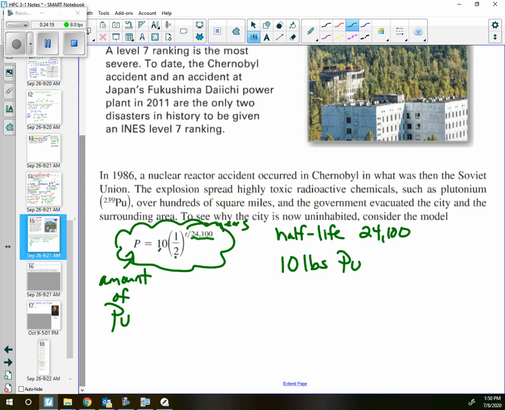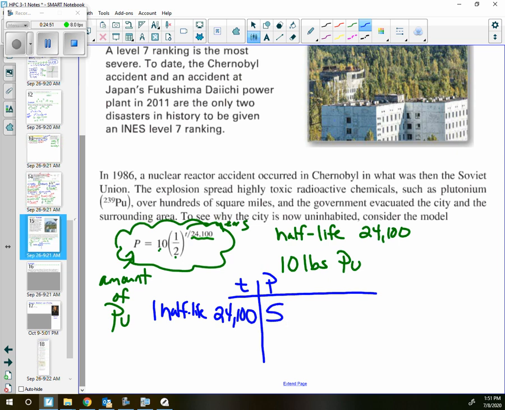Now, it's going to take a while for this to happen, so we're going to make a little table here, with time and the amount of plutonium. If you do one half-life, that means 24,100 years. That would be one half-life. How much would you have left? Well, if you start with 10 pounds, you're only going to have 5 pounds remaining. So after one half-life, you'd have 5 pounds.